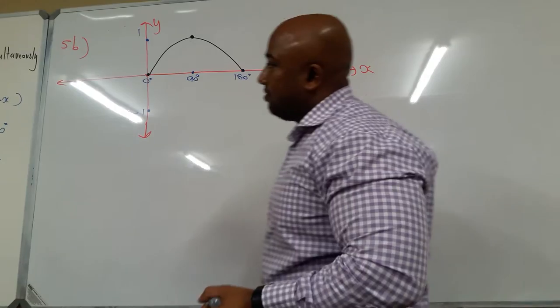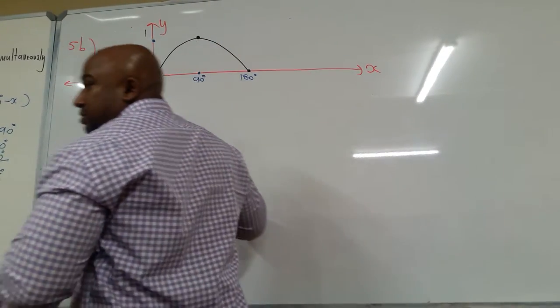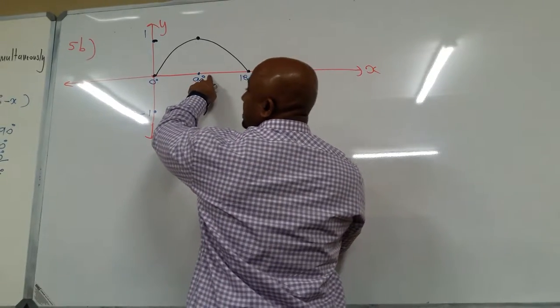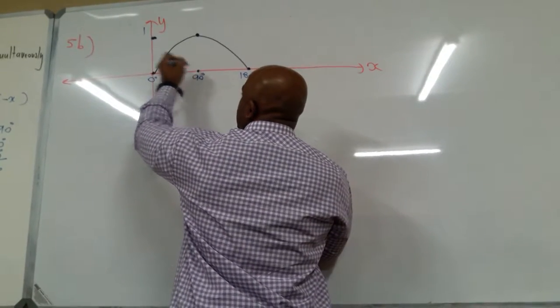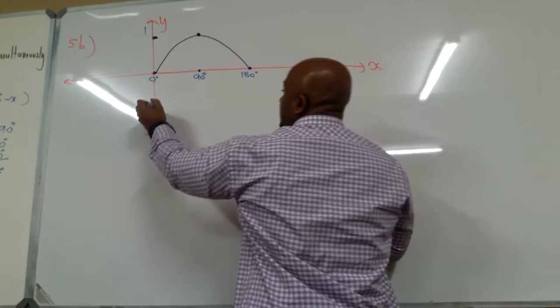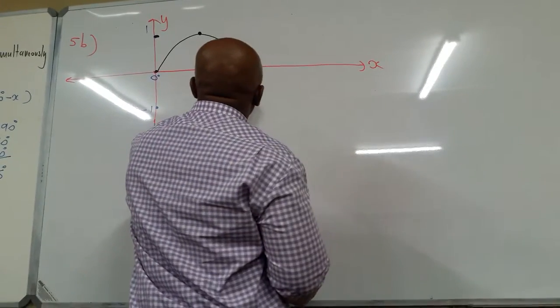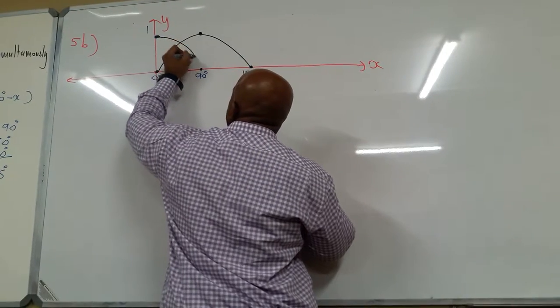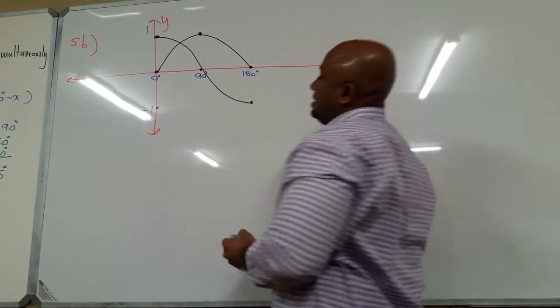What about your cos graph? What is cos of 0? When x is 0, what is y? 1. When x is 90, what is y? 0. When x is 180, what is y? Minus 1. So here is your cos graph. That's 90, 180 degrees.